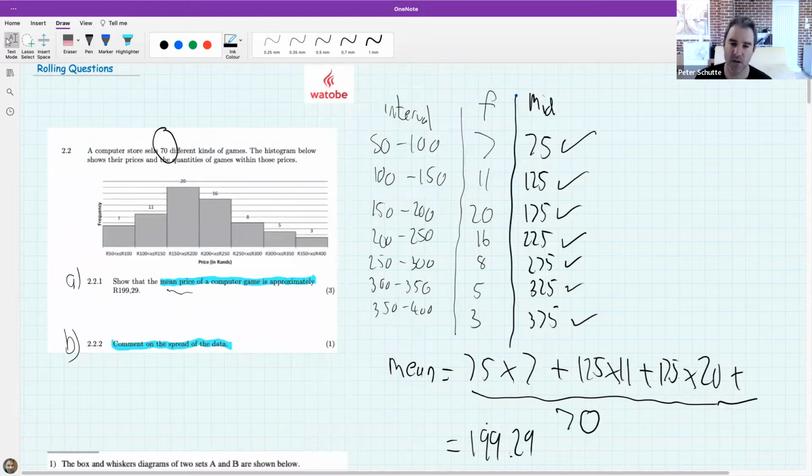Now, that's the way you would do it manually. You could also have done it straight from the graph. Are there any questions, guys and girls? I'm not seeing a lot in the chat, so please do raise your hand and ask a question if you're unsure about something. Otherwise, we can move on to question B: comment on the spread of the data. But I'd love to see a question if there is one.